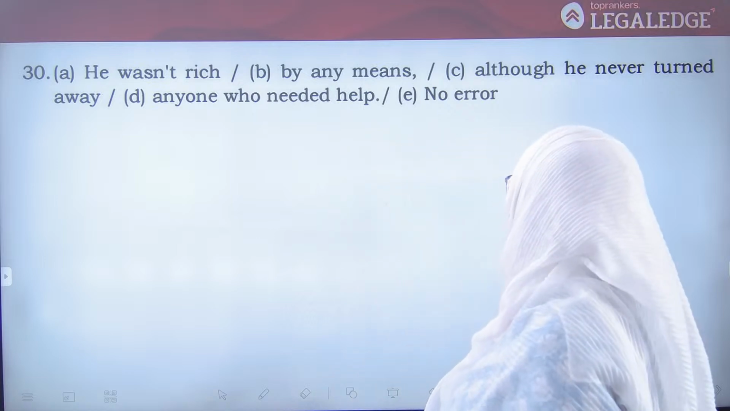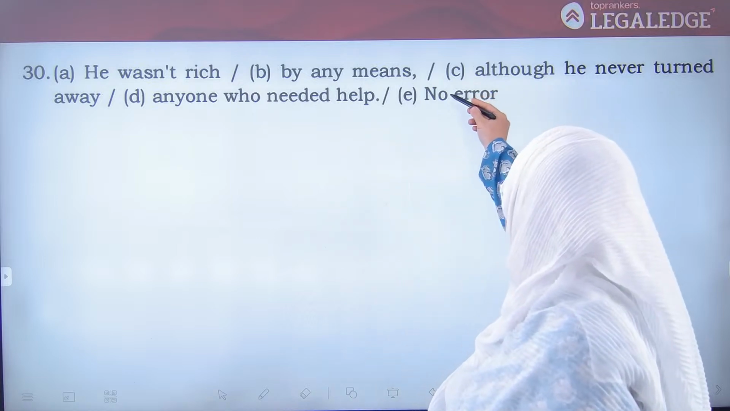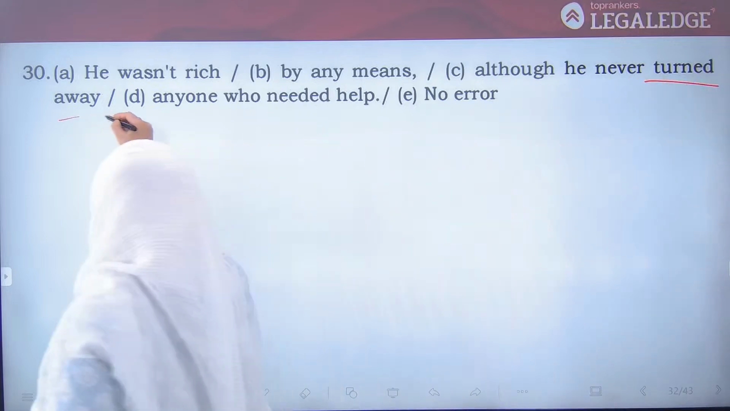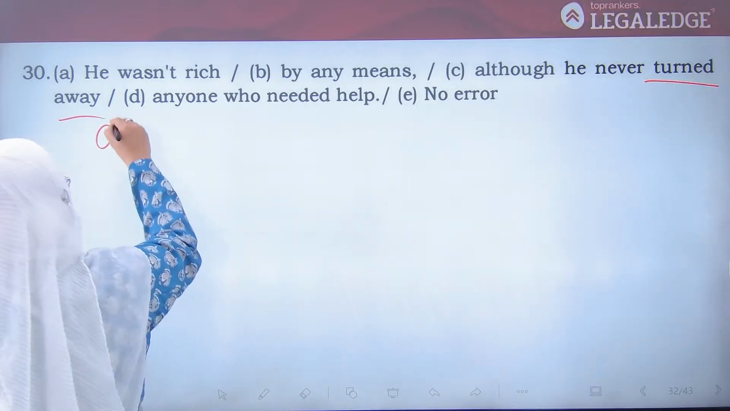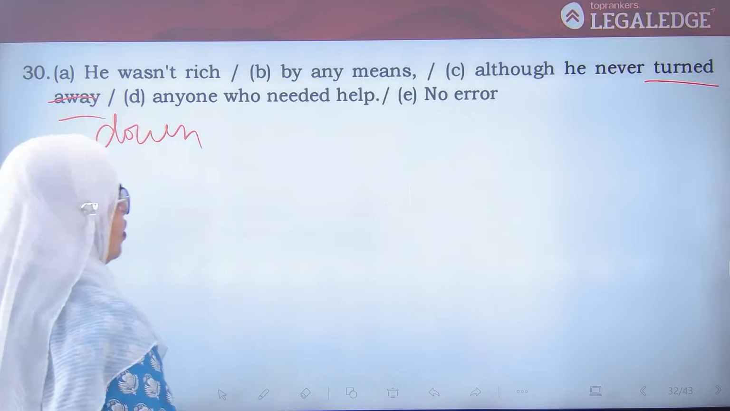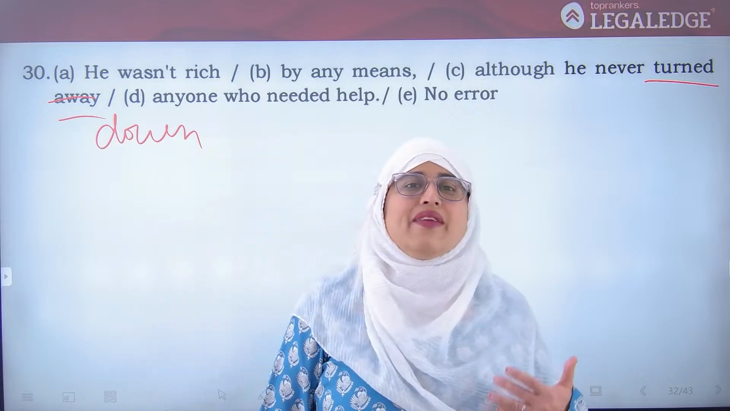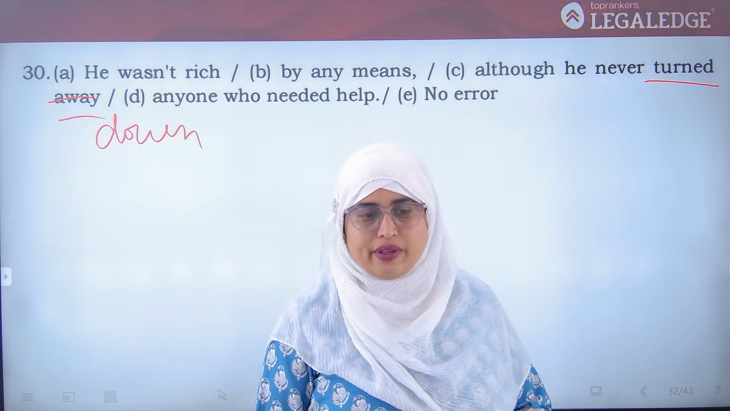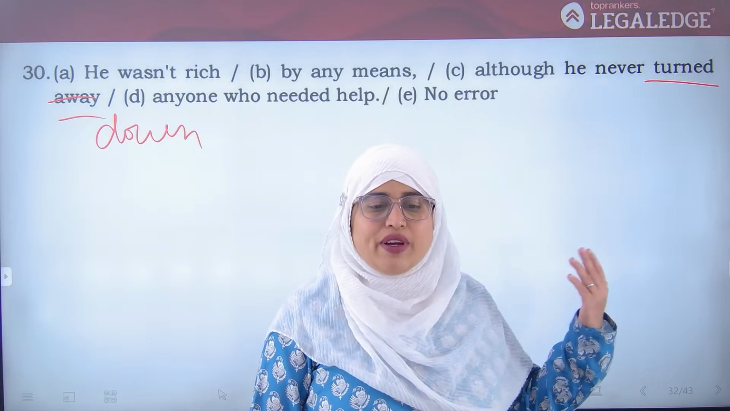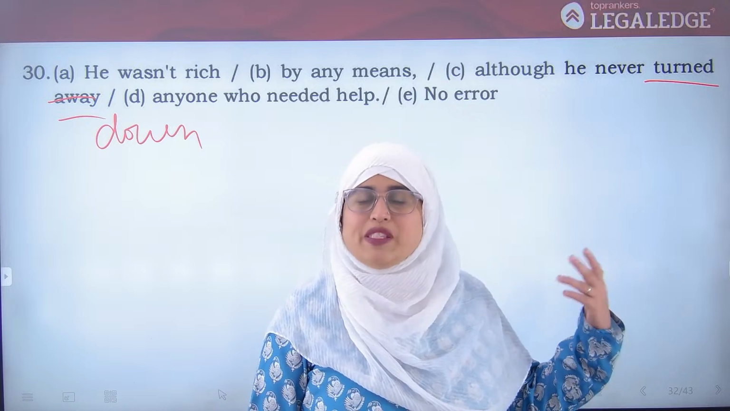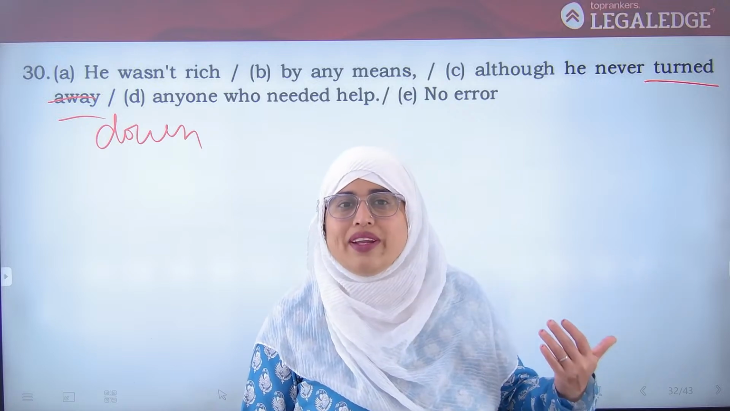All right, again, it's a prepositional error. He never turned away. यहाँ पे आना चाहिए था turn down instead of away. जब आप किसी के ऑफर या रिक्वेस्ट को डिक्लाइन करते हो तो आप लिखते हो टर्न डाउन. All right, but he never turned down anyone who needed help. So those people must be requesting. You're turning down their request.